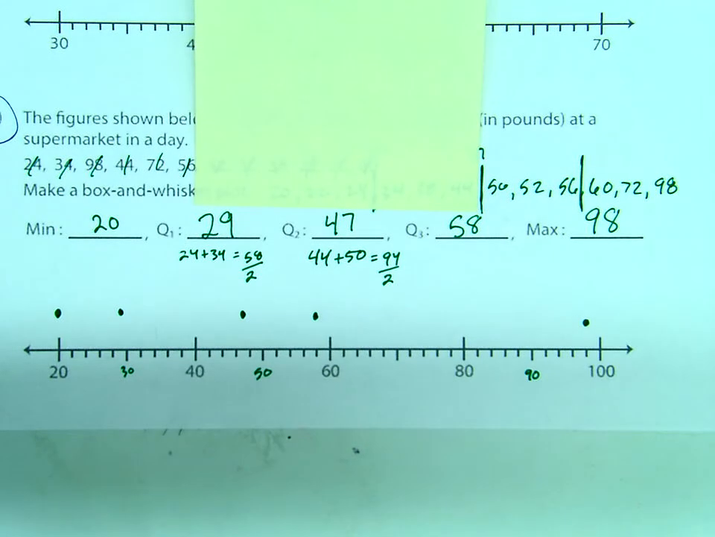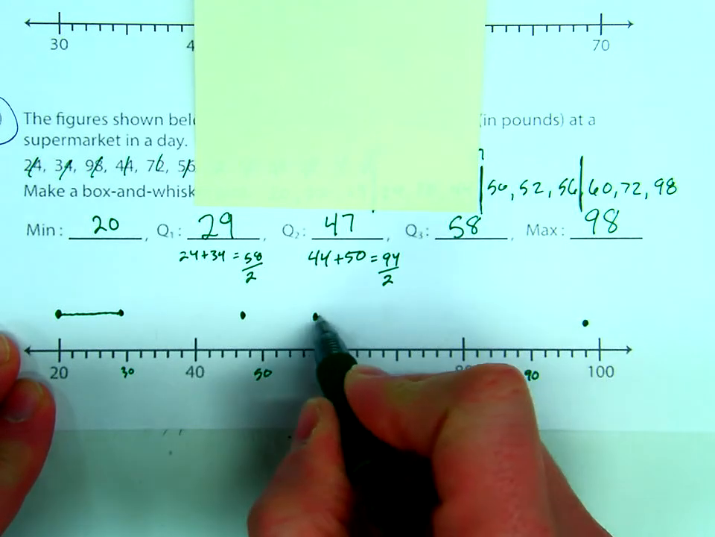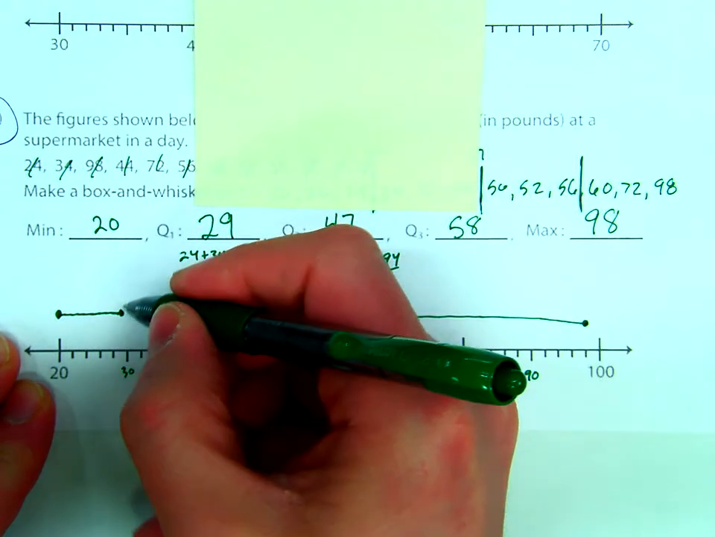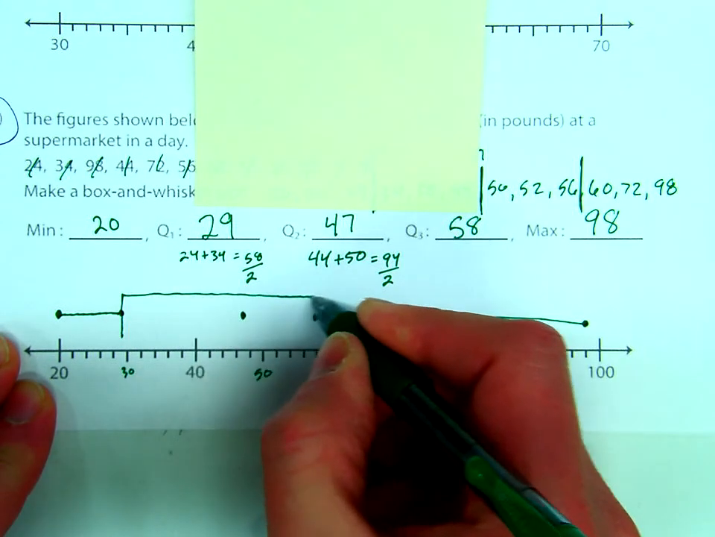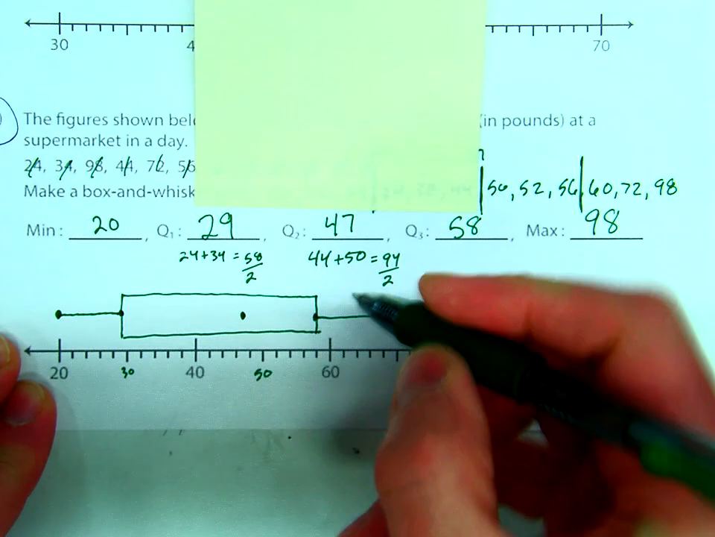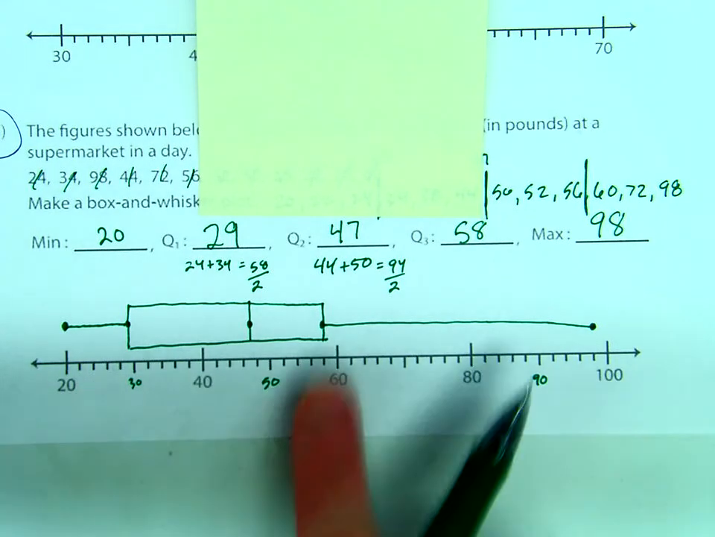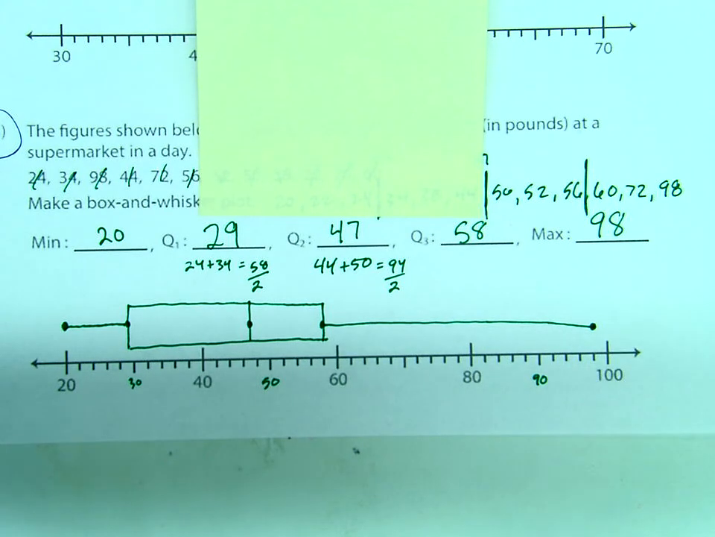Here are our 5 points. So if we take and connect in our whisker part of the box and whisker plot, and then remember the quartile 1 and quartile 3 connect to make our box. Our median gets a line straight up and down. And you'll see that most of our data is over here to the left with just one way point over here, like 98. Kind of like almost an outlier.